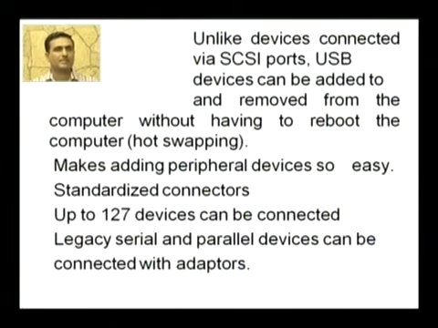Unlike devices connected via SCSI ports, USB devices can be added to and removed from the computer without having to reboot or restart the computer. It is called hot swapping, and it makes adding peripheral devices so easy. Standardized connections are used for the USB, and up to 127 devices can be connected. Legacy serial and parallel devices can be connected with adapters.